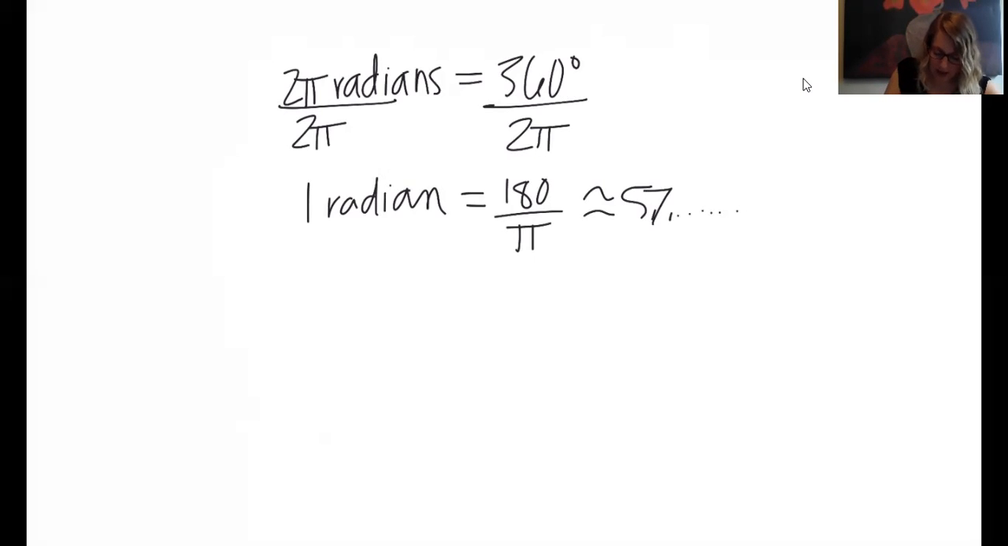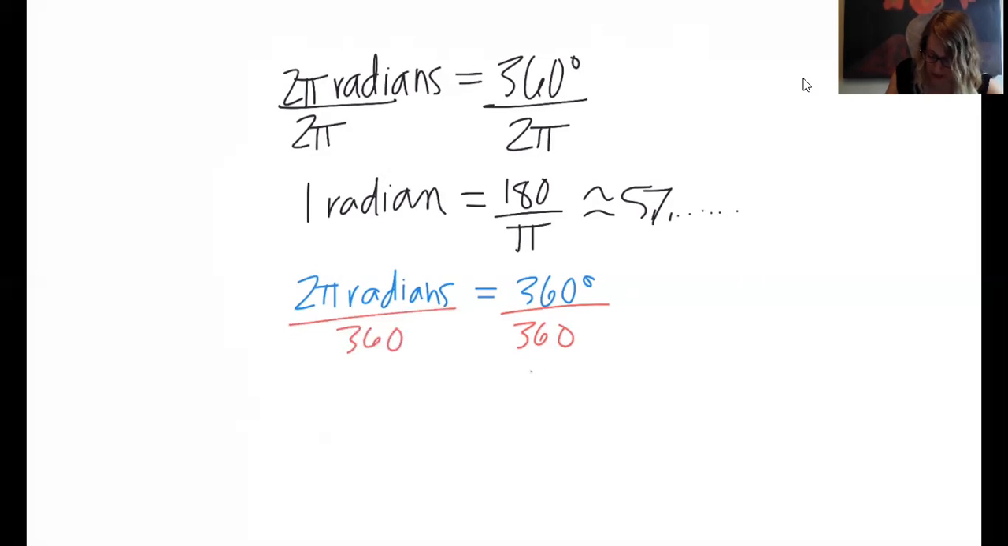I also can go the other way. If I know that 2 pi radians are the same thing as 360 degrees, then that means that I could divide both sides by 360 if I wanted to end up with 1 degree, and 2 pi over 360, if I just reduce that, that's going to give me pi over 180. Okay, so there's pi over 180 radians in 1 degree.